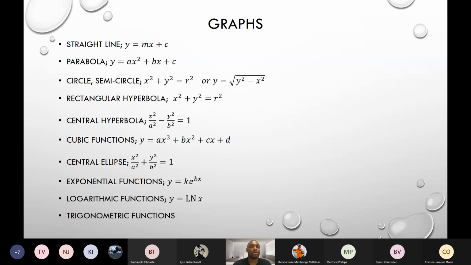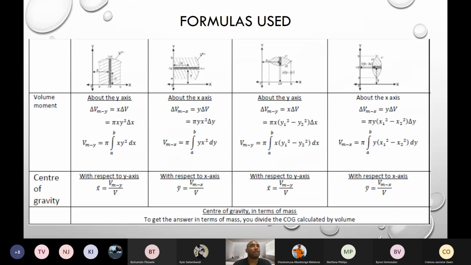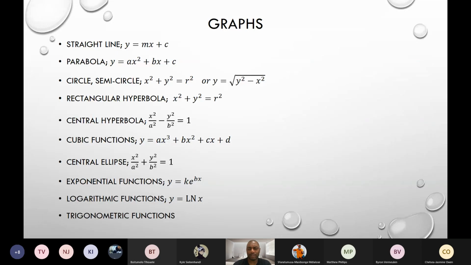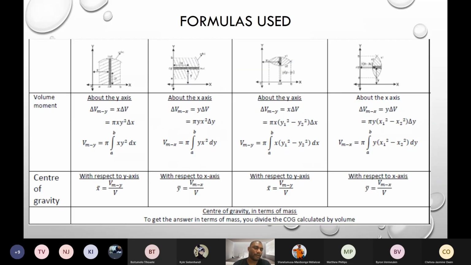Okay, so if you look, you can see these are the graphs that I explained about. These are the formulas for volume moment that I told you guys about. I'm only thinking now that I should have sent a PDF of these formulas. I didn't even look for it. I've been so busy. My apologies. I'll try and look for them maybe sometime as you're doing the lesson.